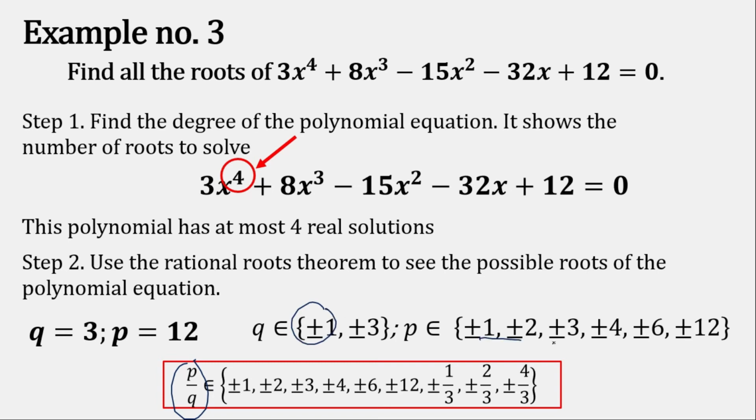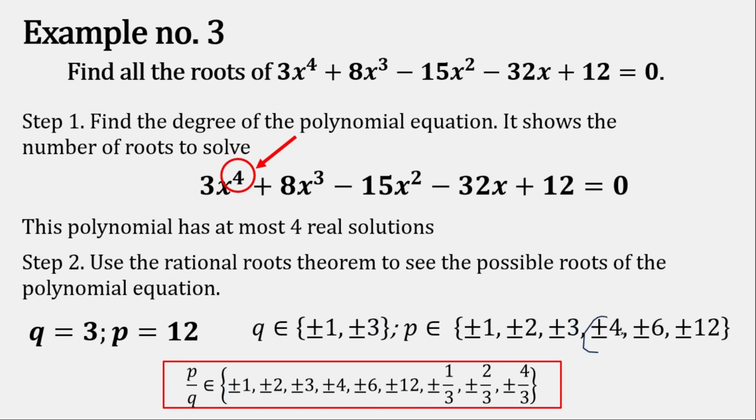So all of this, if you divide by 1, the answer is the same. But with 3, 1 divided by 3 is positive negative 1/3. 2 divided by 3 is positive negative 2/3. Positive negative 3 divided by positive negative 3 is 1. So no need for us to write it again.